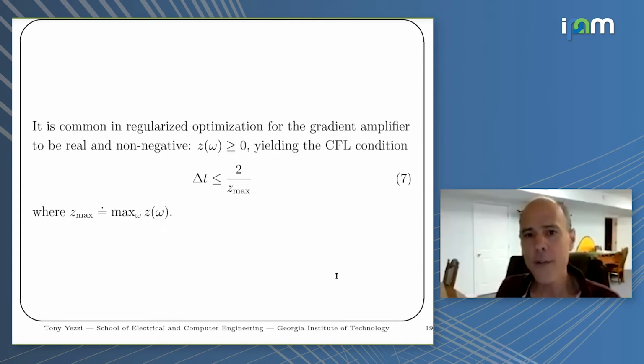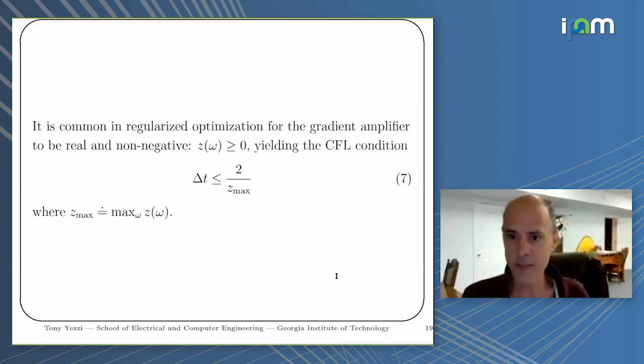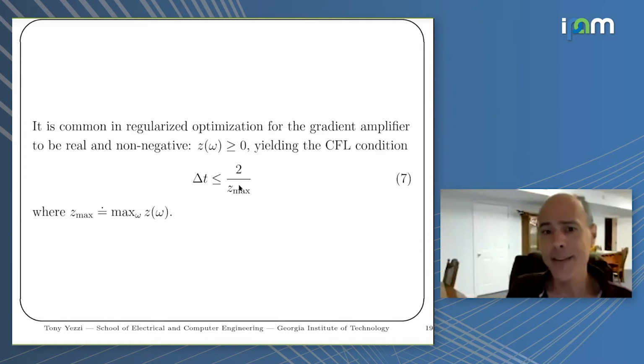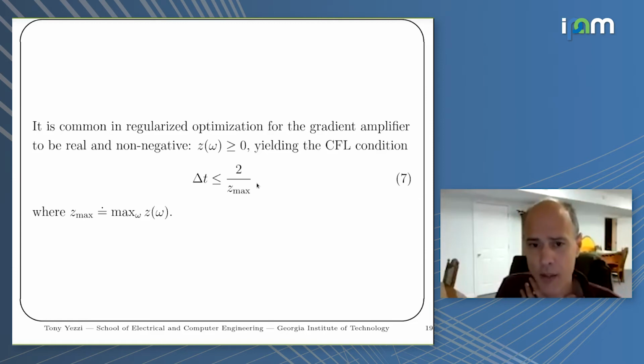Okay, so now it's quite common in several regularized optimization problems for this gradient amplifier to be purely real, especially in a lot of elliptic problems that we're going to be looking at. And in that case, the CFL condition that I wrote more generically there has the following form: you choose your time step to be less than 2 over the maximum value of your gradient amplitude. The maximum is computed over all frequency. Okay, so that's for gradient descent. Now, what about for PDE acceleration?